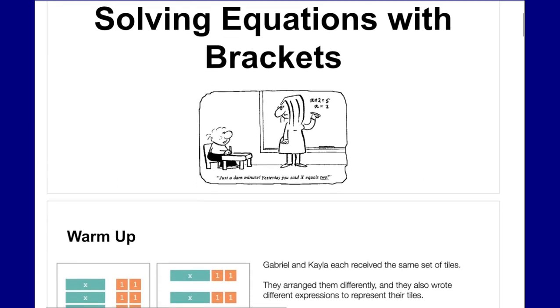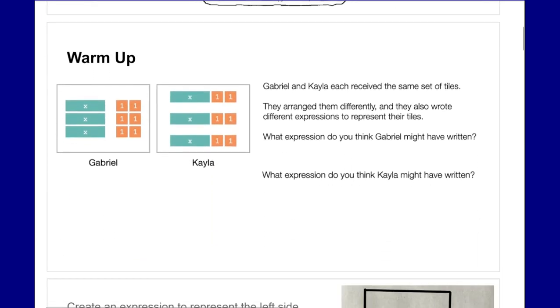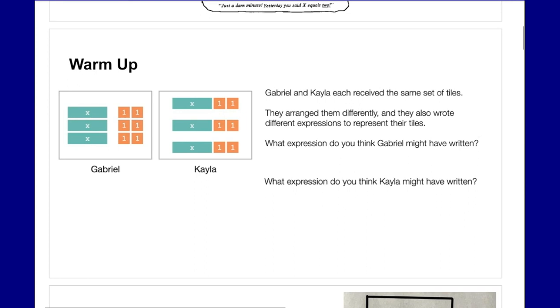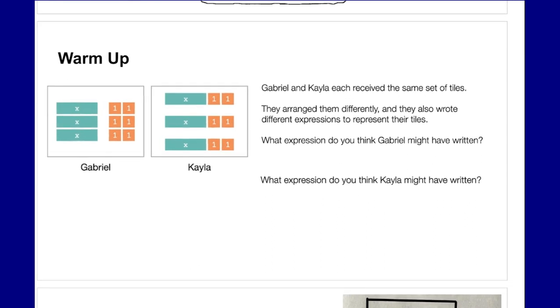this one. Before we get into the actual lesson, though, we are going to do a little bit of a warm up to get us thinking about the topic. So, Gabriel and Kayla each received the same set of tiles. They arranged them differently and they also wrote different expressions to represent their tiles. What expression do you think Gabriel might have written, and what expression do you think Kayla might have written?